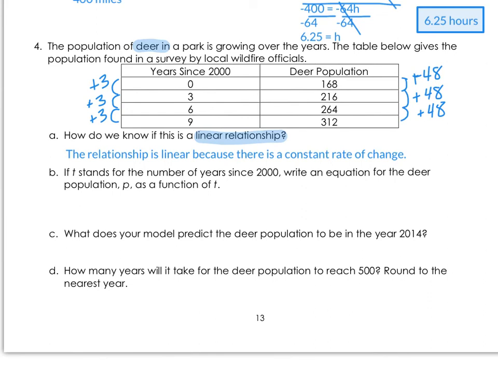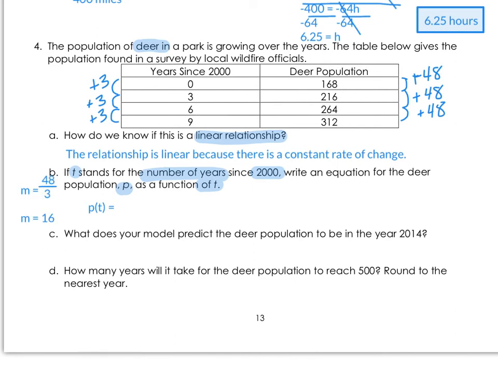The next one says, if T stands for the number of years since 2000, write an equation for the deer population P as a function of T. So we're going to start off with P of T equals, and then we're going to use that slope y-intercept. So what's the slope? Well, it's 48 over 3. That's how much it's rising over running each time. So 48 divided by 3 becomes 16. So that tells me my slope is 16.